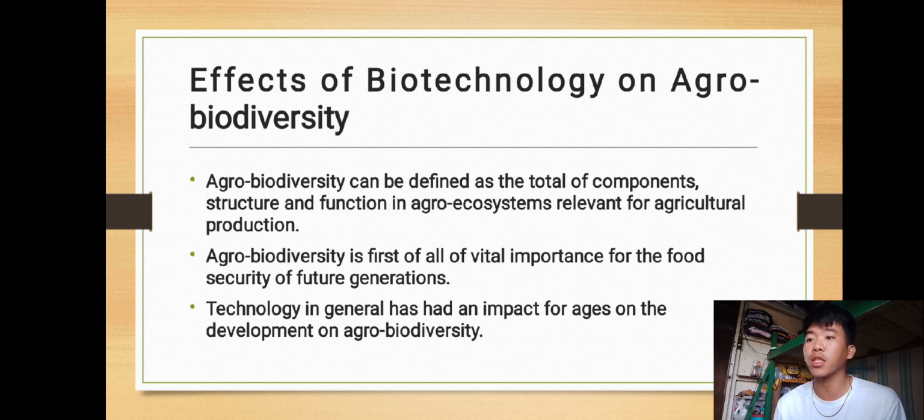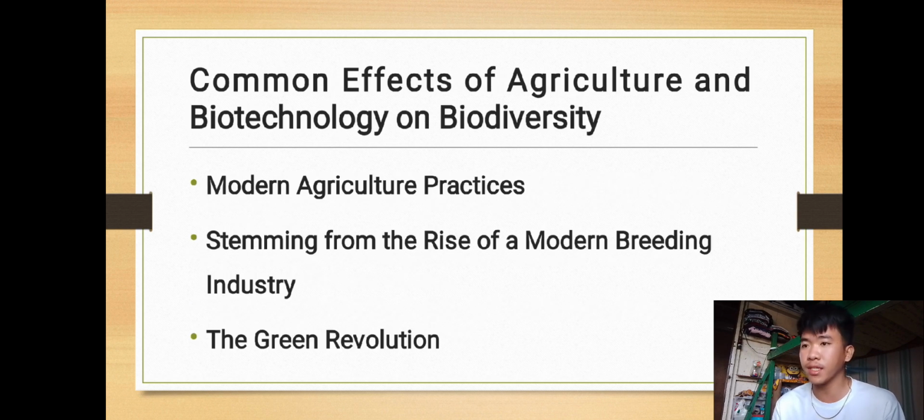Agrobiodiversity is first of all of vital importance to the food security of future generations. Technology in general has had an impact over the ages on the development of agrobiodiversity. So what are the common effects of agriculture and biotechnology on biodiversity? First is modern agricultural practice, stemming from the rise of the modern breeding industry. Third is the green revolution.